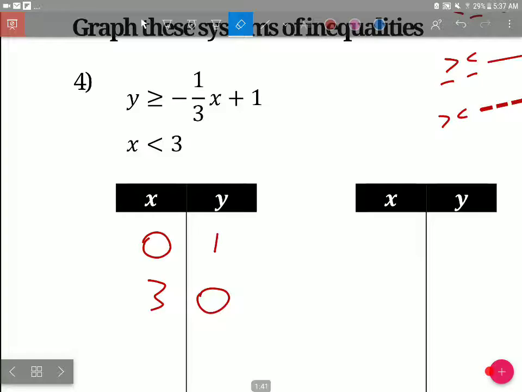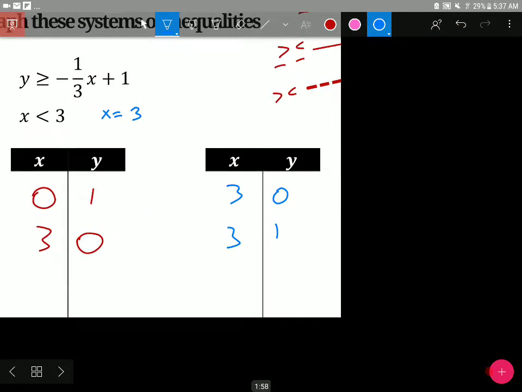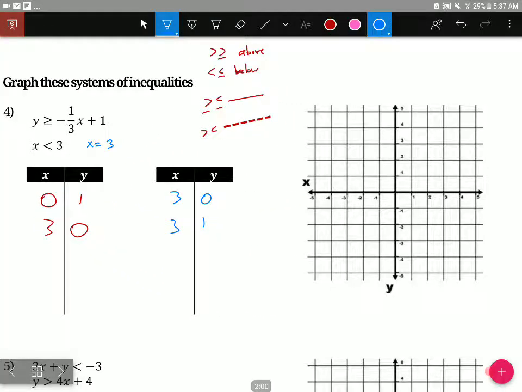The other one is x is less than 3. So x is less than 3 is the same thing as, think of it as like x equals 3. That's how we're going to get our points. So x is 3, we'll say y is 0 and 1, just because y can be anything if x is 3. So let's graph it. 0, 1, 3, 0, and that's kind of that over 1, down 1 thing again.